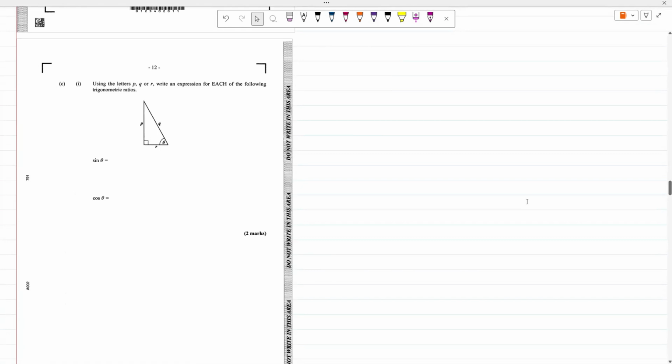Using the letters P, Q, or R, find an expression for each of the following trigonometric ratios. What kind of maths question is this, boy? C part 1. Sine theta is opposite over hypotenuse. The opposite is P. The hypotenuse is Q. Cos theta is adjacent over hypotenuse. The adjacent is R. The hypotenuse is Q.